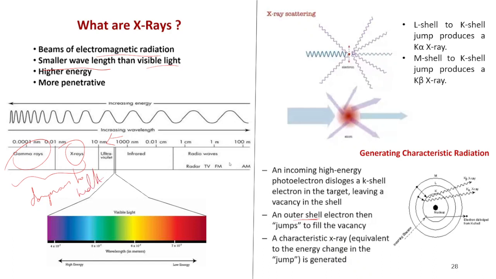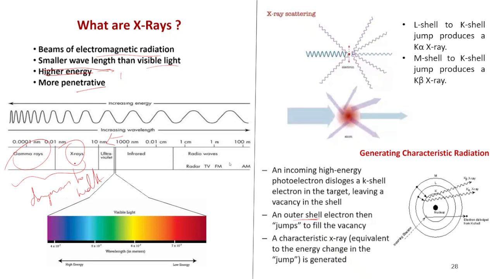I think you will already be knowing this. All of these are electromagnetic radiations. X-rays come between the 0.01 nanometer to 10 nanometer spectrum. They are of high energy, and they are very penetrative.